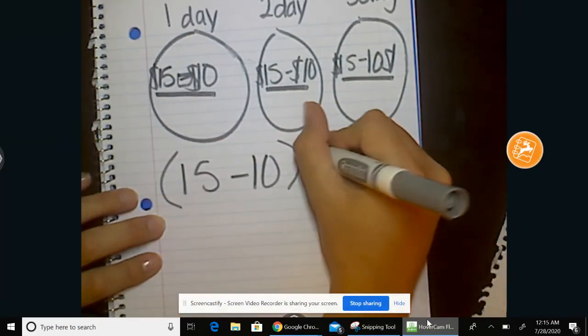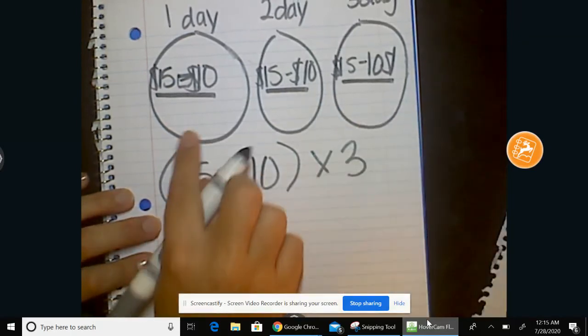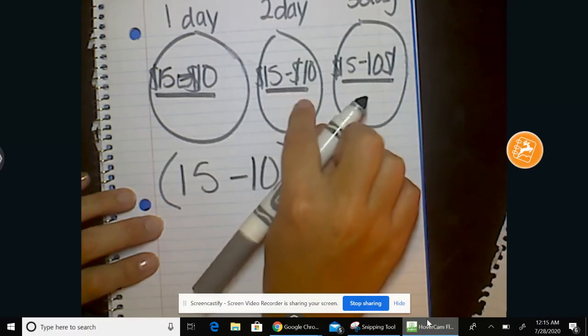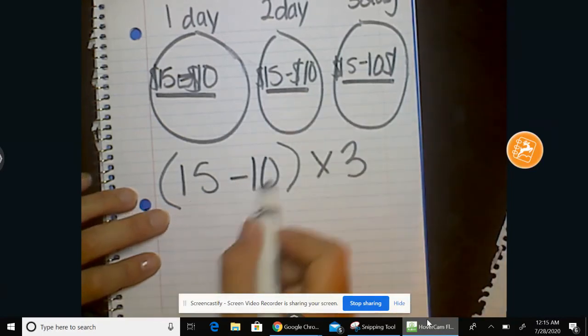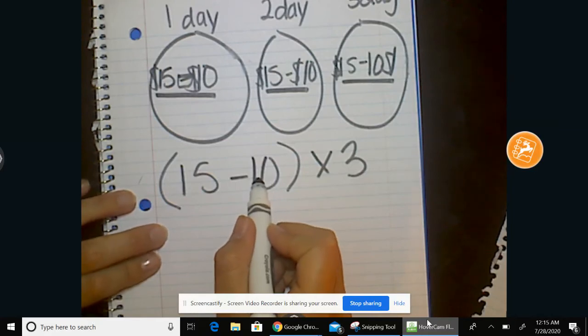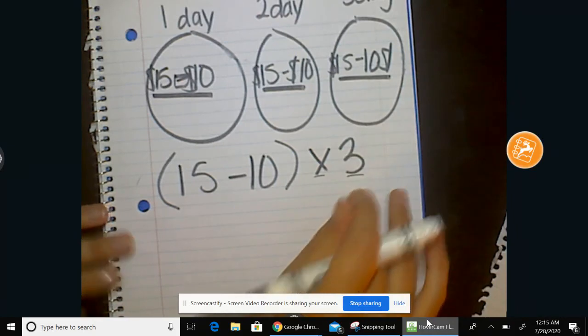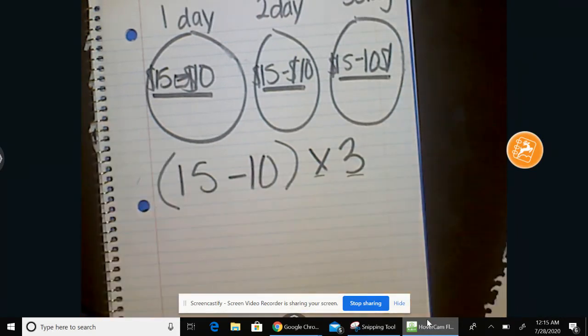So when I see that, and then I notice my multiplication model, because multiplication is right next to each other, equal groups, and there are 3 of them. There are 3 equal groups of 15 minus 10. So that means that I should do 15 minus 10 first, and then multiply it by 3. And that would be how I set up the numerical expression for that problem.